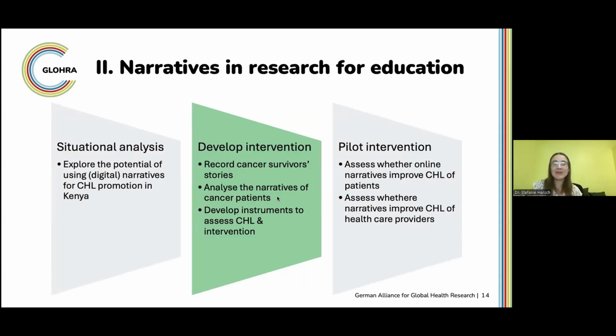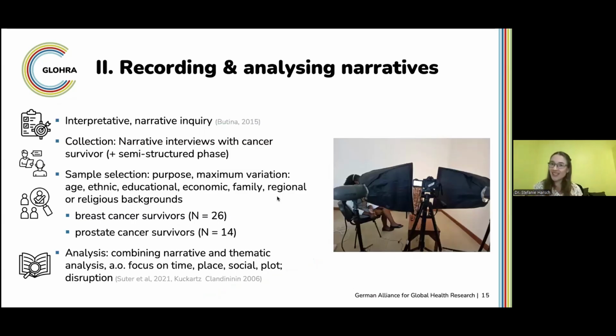So the next step, after we've identified the potentials, but also some of the limitations, we then went on and recorded narratives. We worked closely together with NGOs, cancer support groups, who could identify cancer survivors who were already able to share their stories. We deliberately said we want to focus on cancer survivors for a variety of reasons, ethical, emotional, etc. And then we went for the two most common cancer types in Kenya. At the moment, it's breast cancer and also prostate cancer.